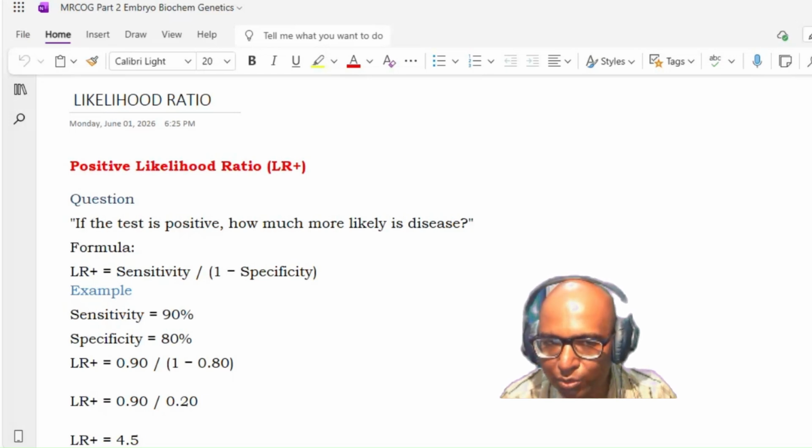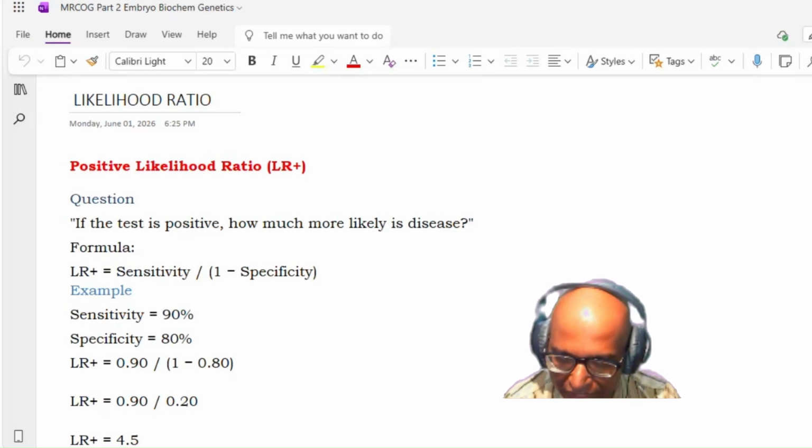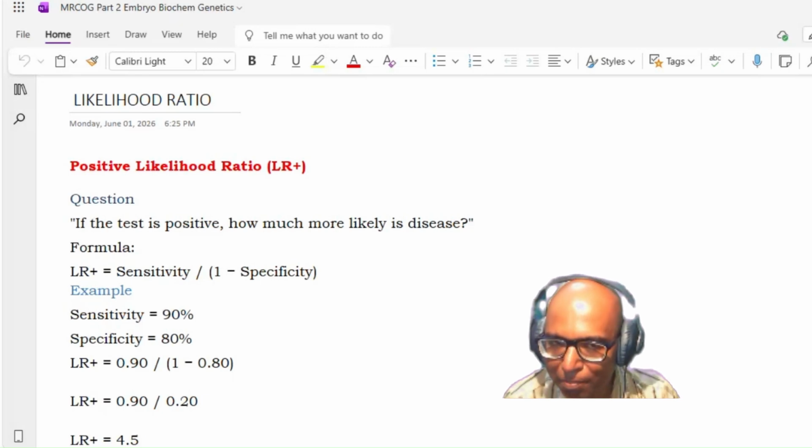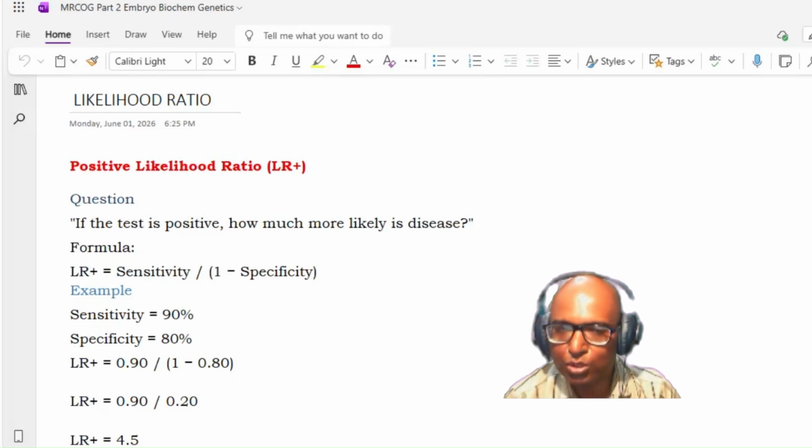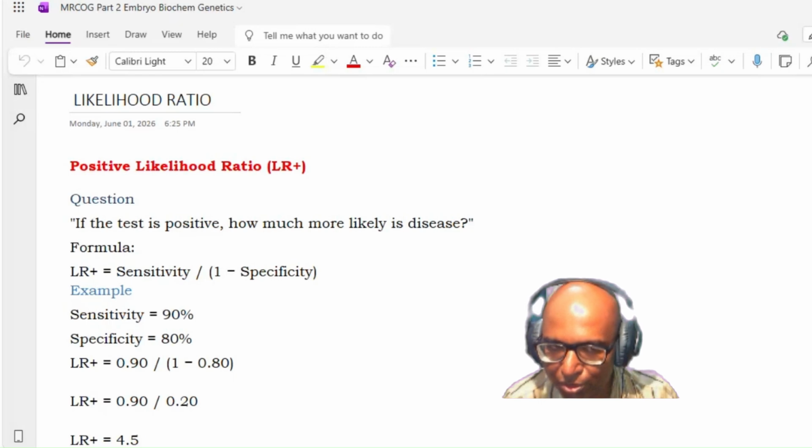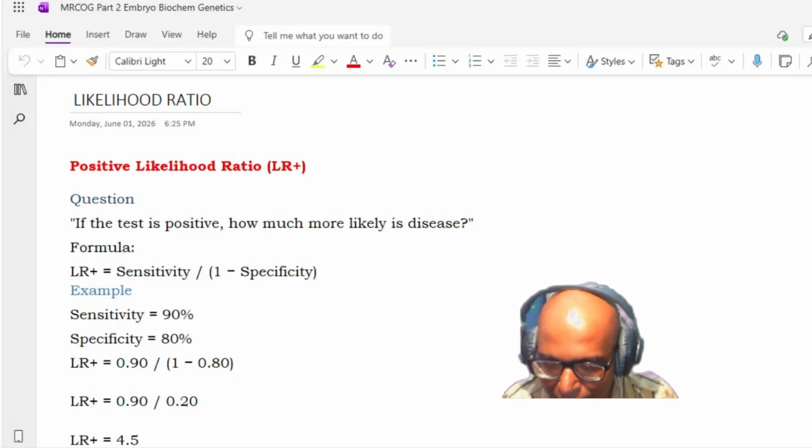Now we will learn two separate concepts: positive likelihood ratio, that is LR positive, and negative likelihood ratio, that is LR negative. These are the two concepts which are different from the positive predictive value and the negative predictive value. I did not combine this with that because otherwise you will get confused. Positive likelihood ratio is different from the positive predictive value. Negative likelihood ratio is different from the negative predictive value.